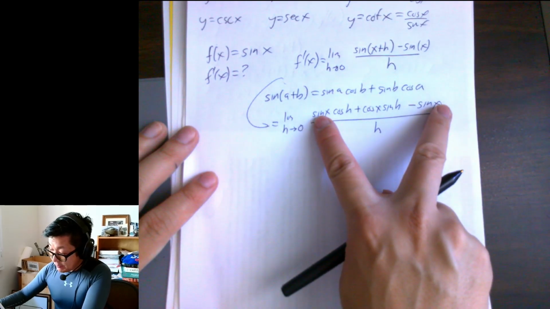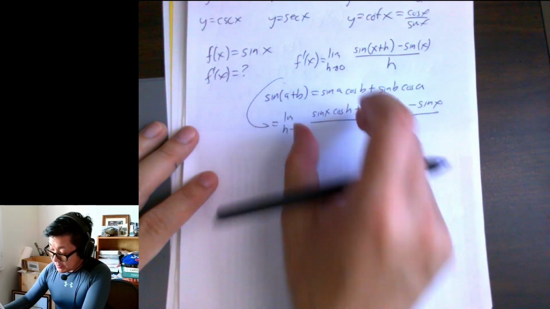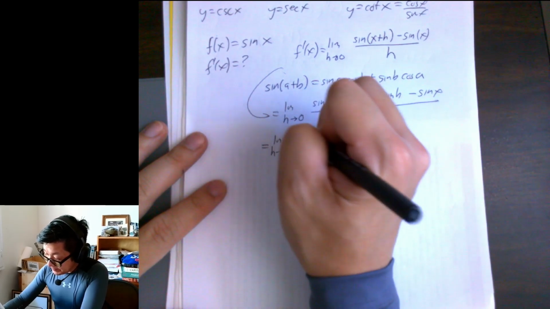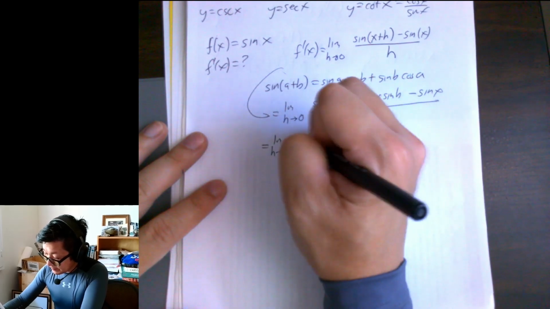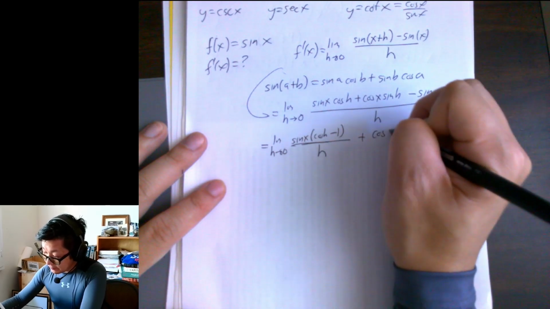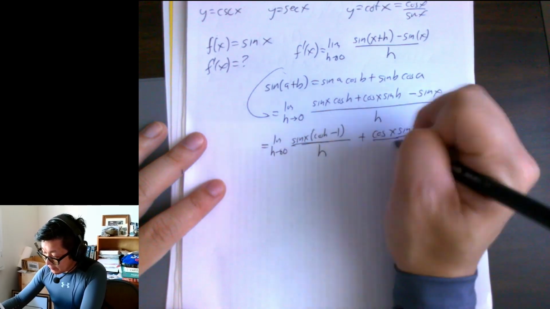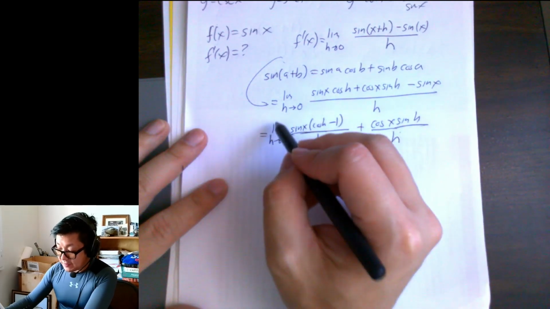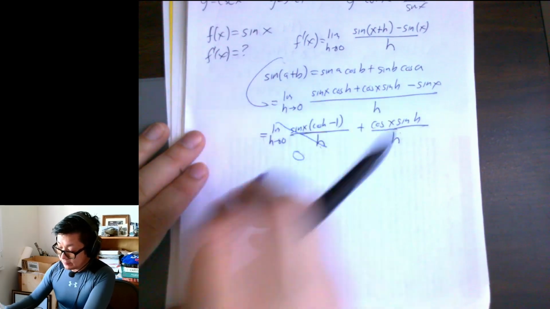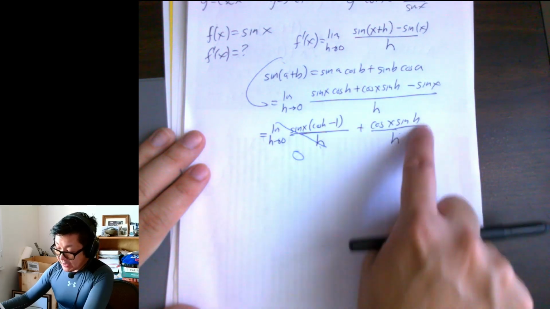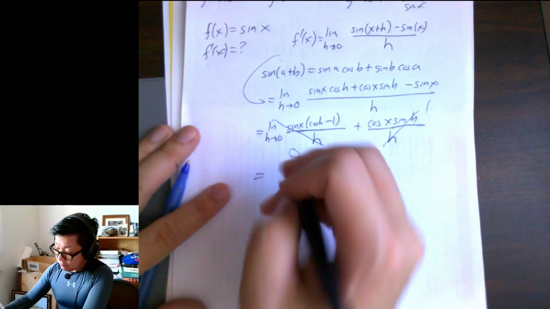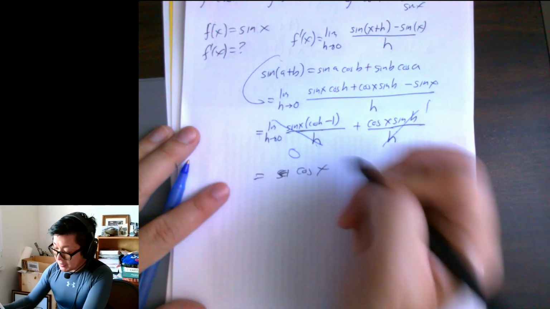I have a sine x here and here. I'm going to group those terms and factor out the sine x. And then I also have this term here. Remember that the limit as h approaches 0 of this is 0. The limit as h approaches 0 of sine h over h is 1. So I've shown that the derivative of sine x is cosine x.